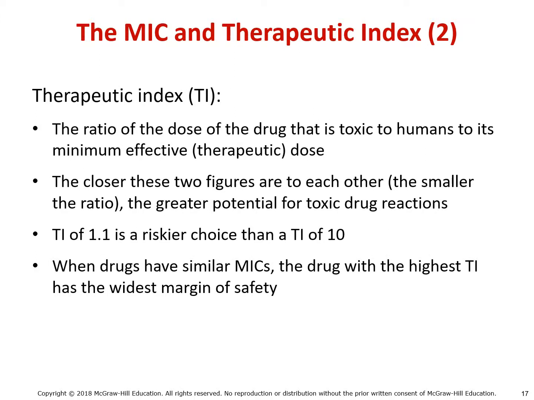The therapeutic index, I'm not going to stress a lot, but I do want to mention what it is. It's the ratio of the dose of the drug that is toxic to humans to its minimum effective therapeutic dose. The idea here is we want to decrease risk as much as we possibly can, but still get the job done of killing the infection. There are times where we don't have much other choice, and we're going to have to typically expose a patient to a drug that may put them at serious risk.